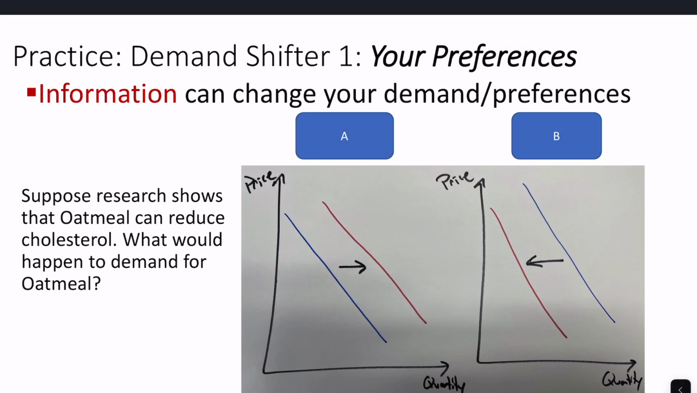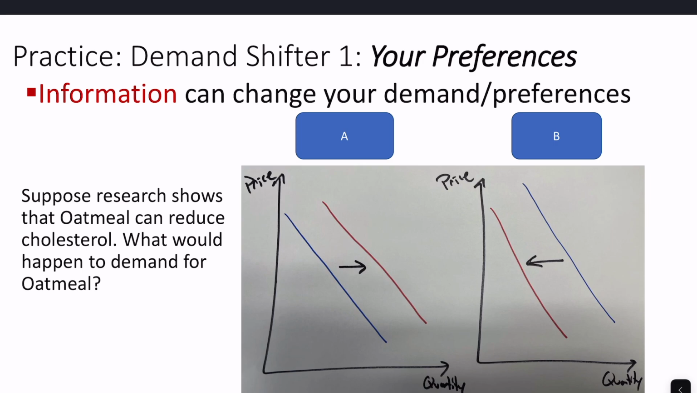One demand shifter will be changes in your preferences for this good. One thing could be like information could change your preferences for something. You find out more whether this good is good or bad for you, or how much it might fit what you like, and so you might change your demand.